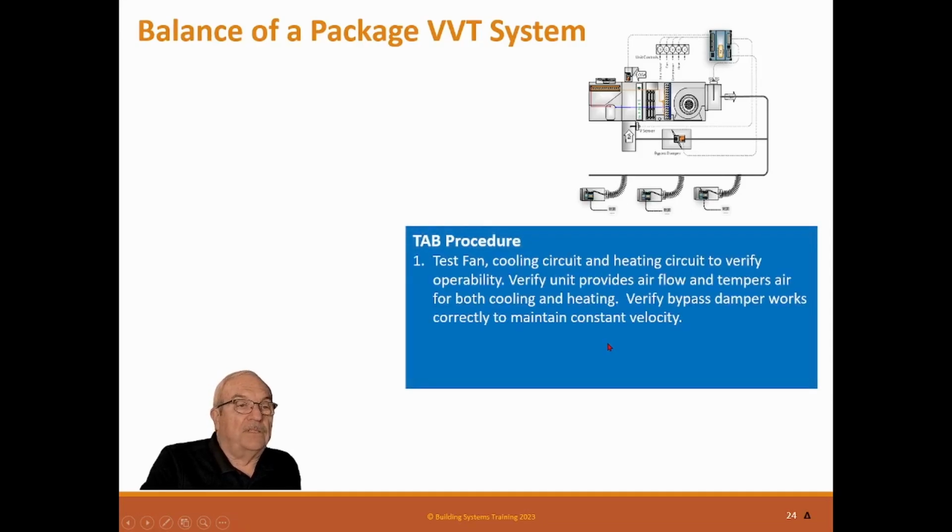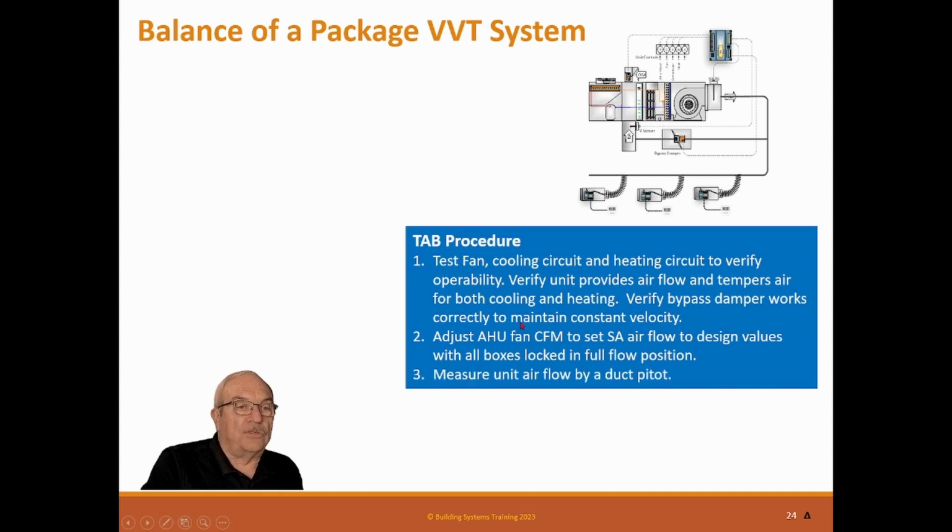Well, how do we balance this? It's actually pretty easy to balance. Test the fan, cooling circuit, and heating circuit to verify the operability. Verify the unit provides airflow and tempers air for both cooling and heating. Verify the bypass damper works correctly to maintain constant velocity. That's the important thing to test. Adjust the air handler for CFM. Set supply airflow to design values and all boxes locked in the full flow position. Measure unit airflow by a duct pitot.